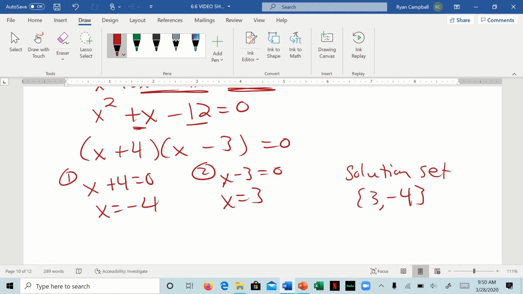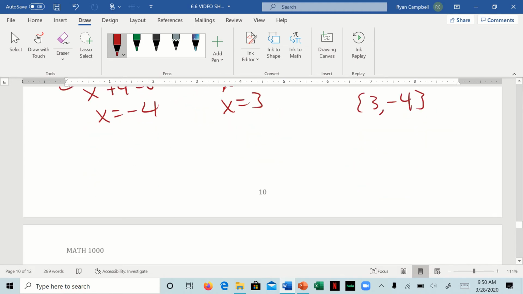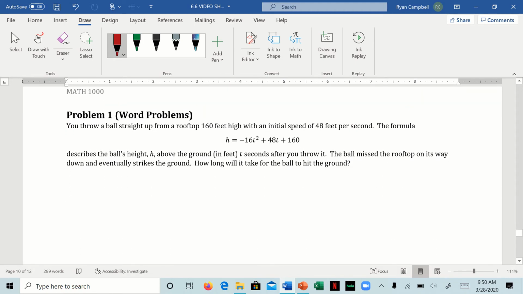All right. Looks like we got 2 more, and they're just word problems. So if you want to go to your word problem section, as soon as we finish this, we are done with this lesson. So problem 1. You throw a ball straight up from a rooftop 160 feet high with an initial speed of 48 feet per second. This is the formula we end up with. And this describes the ball's height, h, above the ground in feet, t seconds after you throw it. The ball missed the rooftop on its way down and eventually strikes the ground. How long will it take for the ball to strike the ground?